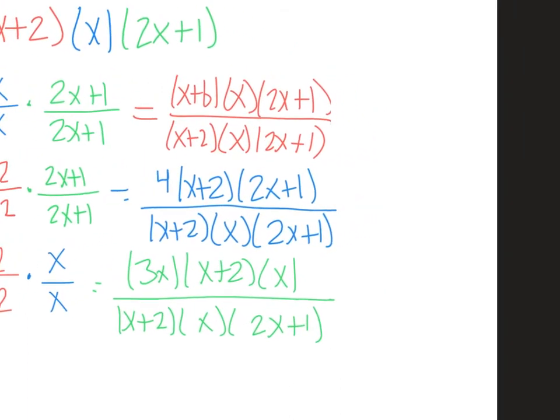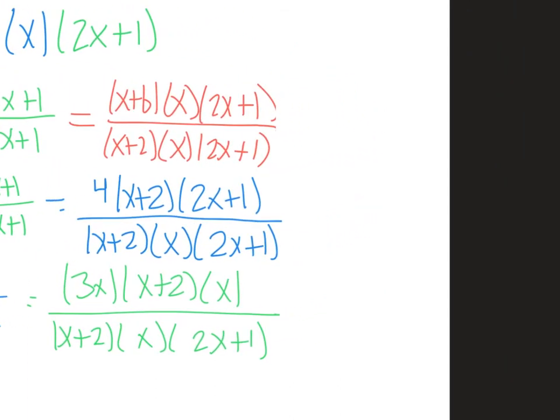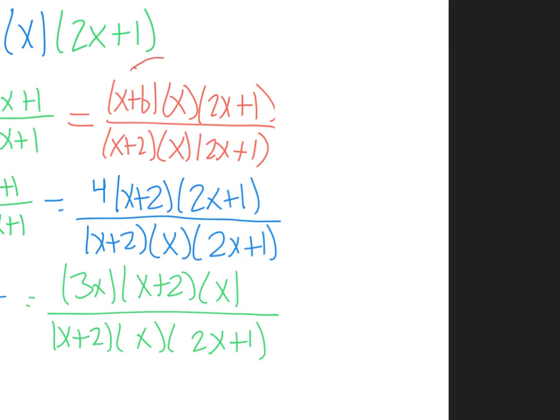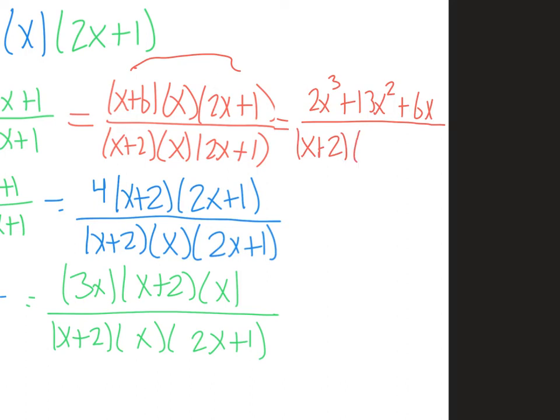So just to save a little bit of time, I'm going to just tell you what these numerators will equate to. If you were to FOIL these, x plus 6 and 2x plus 1, you should get 2x squared plus 13x plus 6, and then you multiply that x by it all. So this final one should be 2x cubed plus 13x squared plus 6x. And of course, the denominator is not going to change at all. So x plus 2 times x times 2x plus 1.